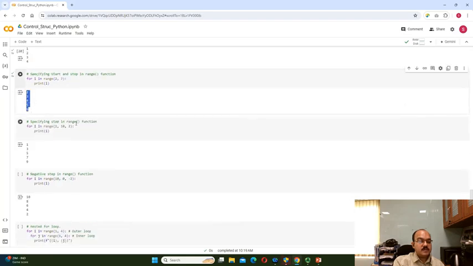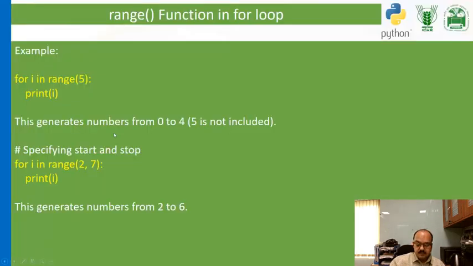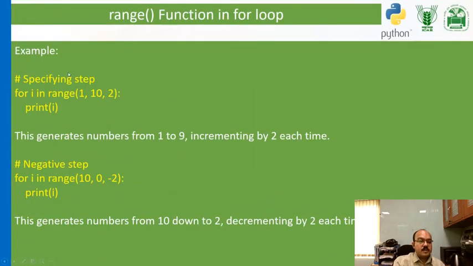This is the next one. Then we can specify the steps, like for I in range 1 to 10, and it will be incremented by 2. So that is why we can mention this particular parameter value as 2. So this example will generate numbers from 1 to 9, incrementing by 2 each time. That means it will first print 1, then 3, then 5, then 7, and lastly 9.